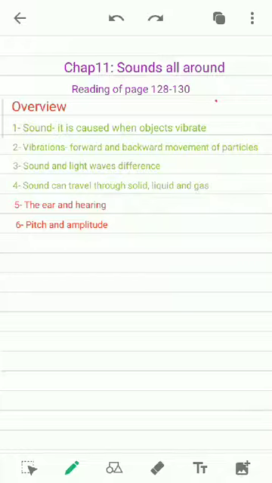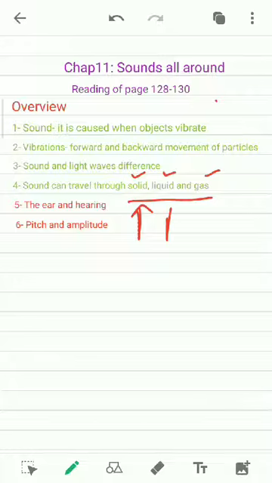Sound can travel through solid, liquid, and gas media, but it travels the fastest in solid, then in liquid, and then in gas. For example, it travels the fastest in solid, second through liquid, and third through gas. Why? Because in solids, particles are very tightly packed together, so transferring the sound energy is much easier compared with liquid and gas.